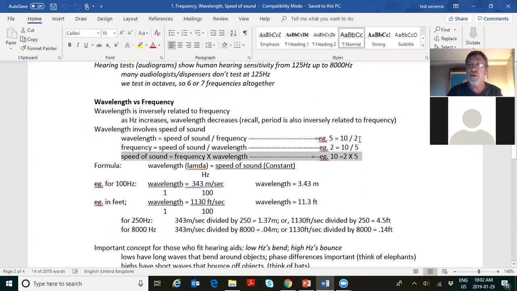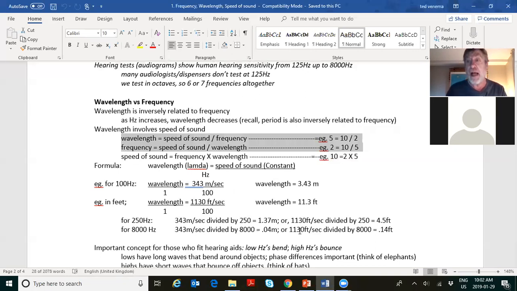In plain English, here's an example. 5 is equal to 10 divided by 2. 2 is equal to 10 divided by 5. 10 is equal to 2 times 5. All you're doing is flipping numbers around, but here's the trick to remember. We're not worried so much about this one. We'll leave that one alone. It's these two that we use the most. And the trick to remembering them is that the speed of sound is always on the top. It's always 343 divided by whatever it is. Wavelength equals speed of sound over frequency. Frequency equals speed of sound over wavelength.